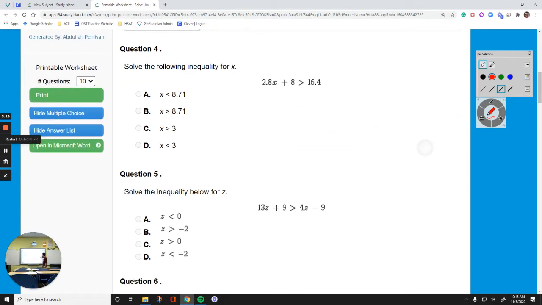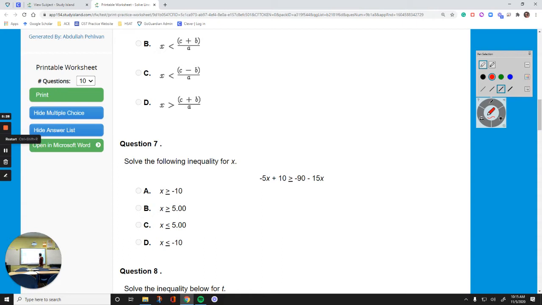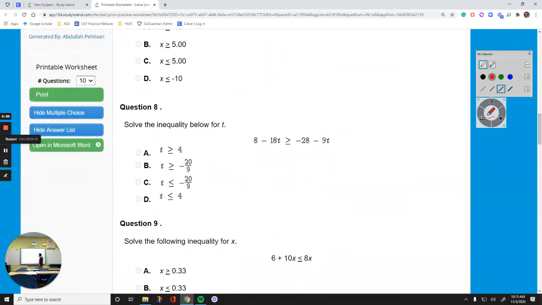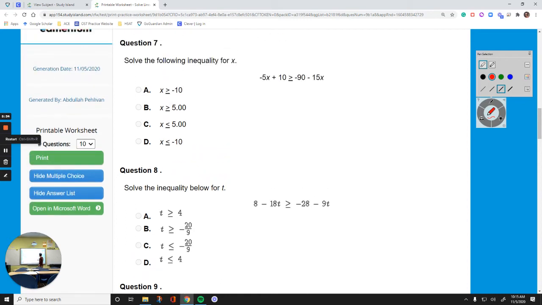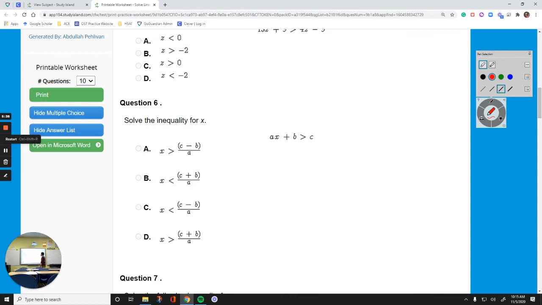It's not a compound inequality. Let's do one where we don't have a compound inequality. I'm looking for one that will give me negative. Okay, I'll come to that. There is a question that I want to do here first. Let's do question number 6.